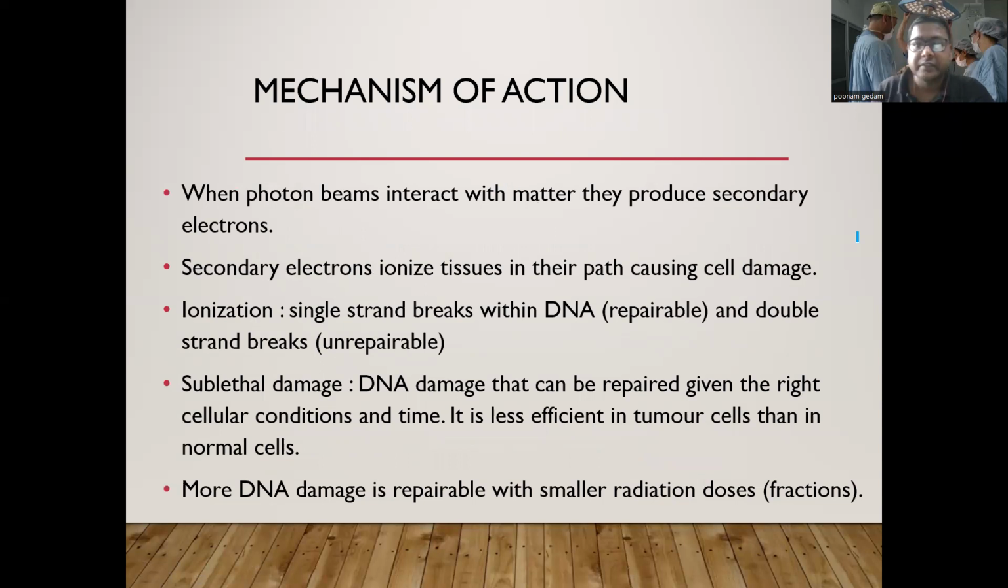So what is the mechanism of action? When a photon beam interacts with matter, it produces secondary electrons. Secondary electrons ionize tissue in their path, causing cell damage. Ionization causes single stranded breaks within DNA and double stranded breaks. So sublethal damage. What is sublethal damage? DNA damage that can be repaired given the right cellular conditions and time. It is less efficient in tumor cells than in normal cells. More DNA damage is repairable with smaller doses.